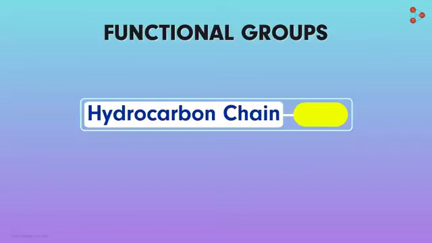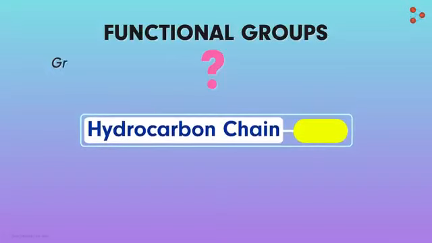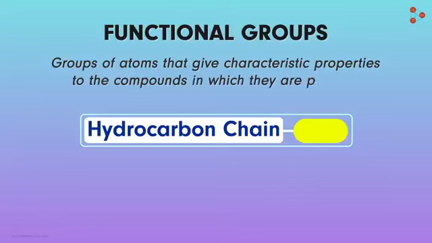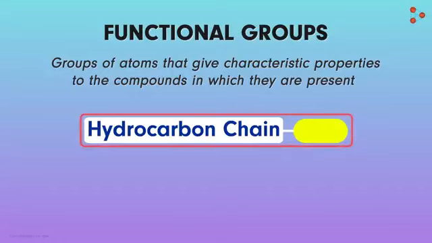Beginning with the definition first. How do we define them? In simple words, these are the groups of atoms that give characteristic properties to the compounds in which they are present. Yes, their presence is quite influential. If they're a part of a compound, the entire compound takes its properties.